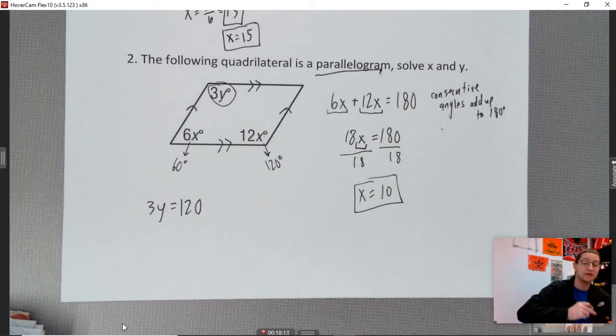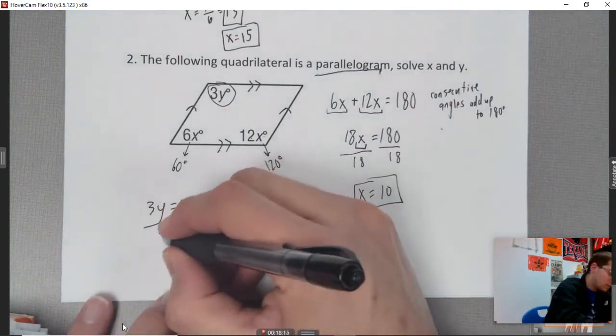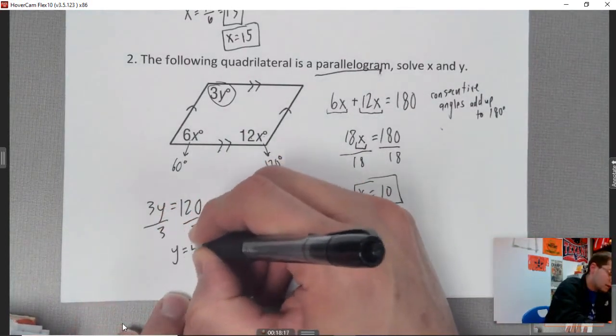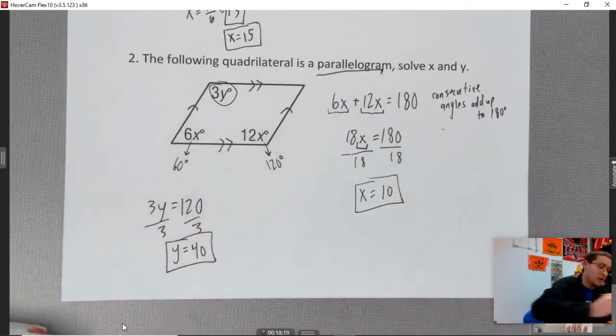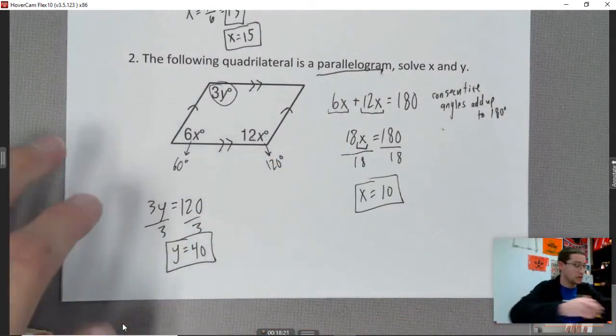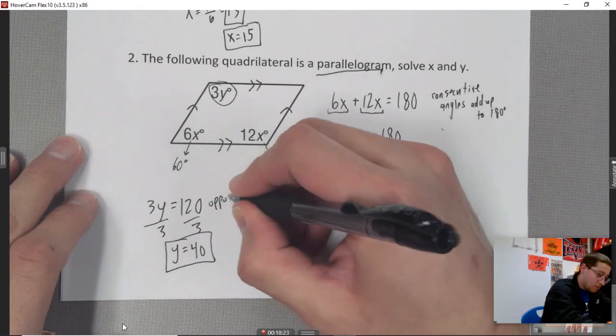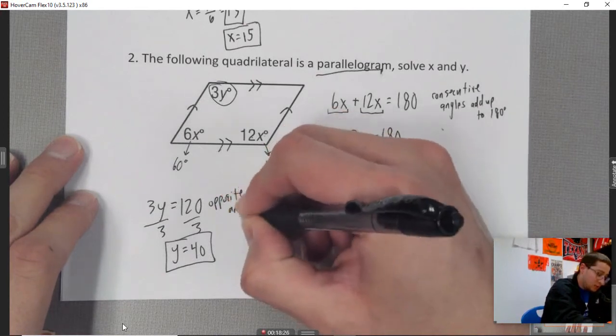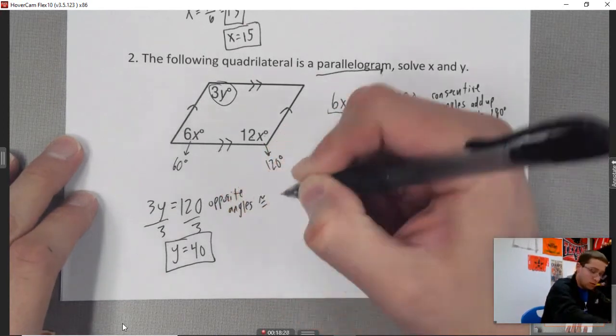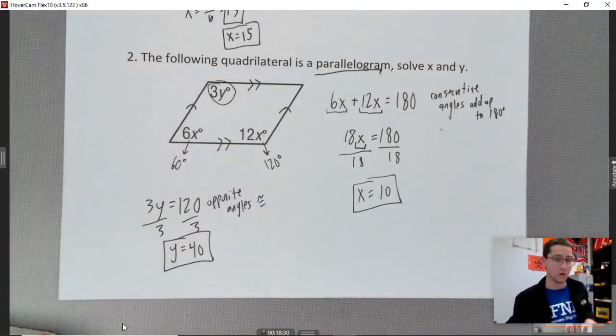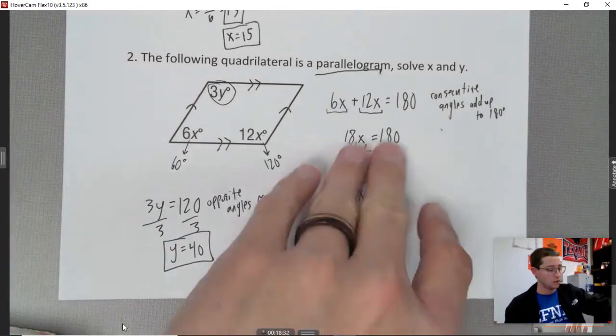Our last step, divide by 3, divide by 3. So y is equal to 40, and we have number 2. Now, to be consistent here, we could write opposite angles congruent. My opposite angles are congruent. Cool. Last question.